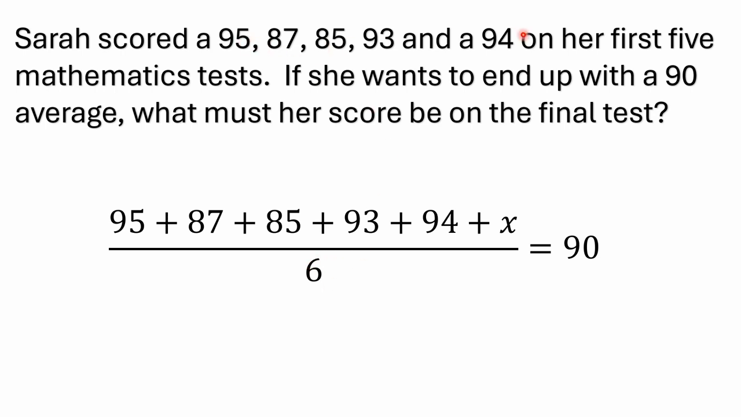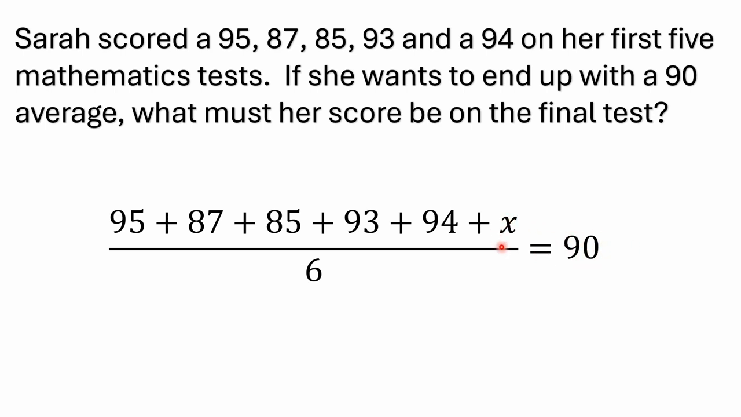She's taken five tests. She's going to take a final test. That's five plus one, so the number of tests altogether would be six. And then in the numerator, we're going to add up all the scores. The one score that we have no idea about is the final score. We don't know what that is, so we're going to assign a variable x to that. So in our numerator, we've got 95 plus 87 plus 85 plus 93 plus 94 plus x, all divided by 6, and that should equal 90.